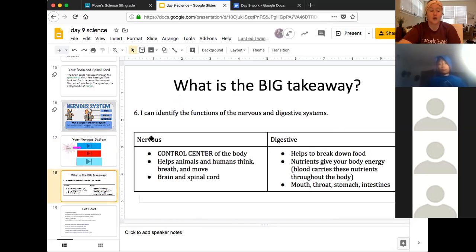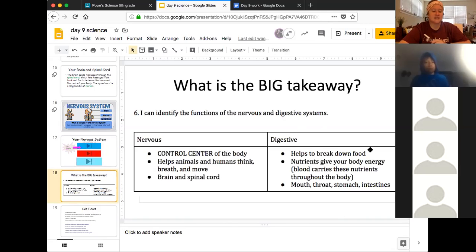The nervous system, which is what we just talked about with the brain and the spinal cord, is the control center. That word is uppercase because that's the word you might see on a quiz. So beside nervous system, if you want to write control center, that's another phrase for the nervous system because it controls our body. It helps us move, think, and breathe, and is our brain and our spinal cord. So these are the main takeaways from the nervous system.